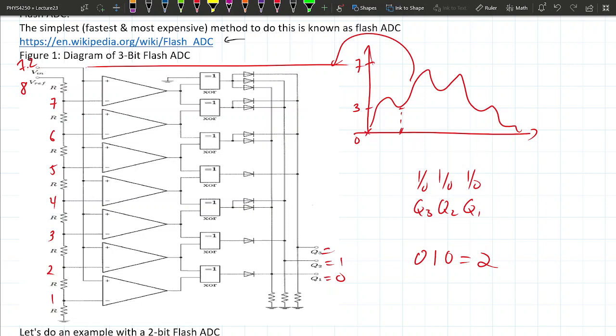What's Q2 going to be? Q2 is going to be 0. Q2 is connected to here, all the way up here. Oh, Q2 is going to be 1. What's Q1 going to be? It's going to be 1. And 1, 1, 1 equals 7. Not exactly 7.2 yet, but pretty close.